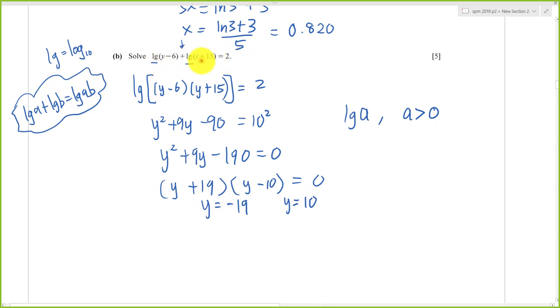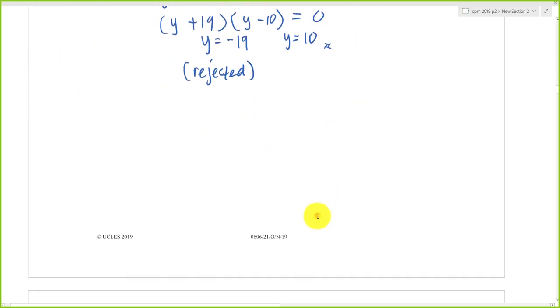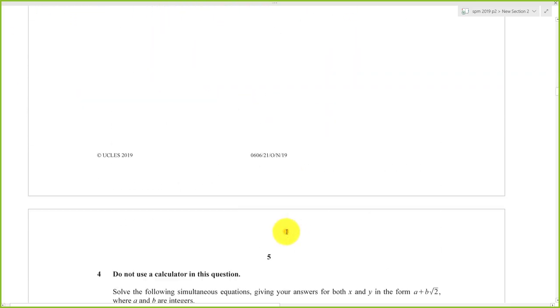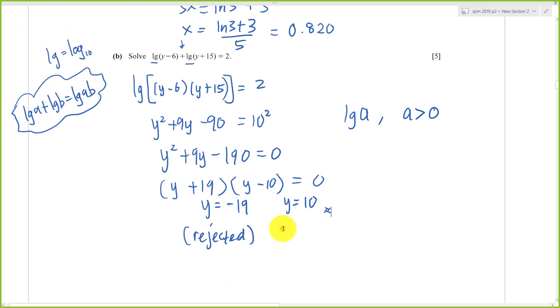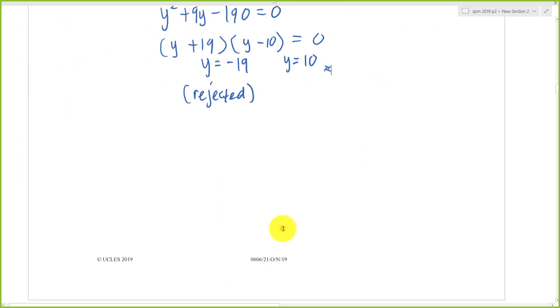Because you will get y minus 4, log negative 4. Log negative 4 will be math error. So I will need to write rejected. You only can have one answer. So for log questions, you always need to check, are you getting negative or not?